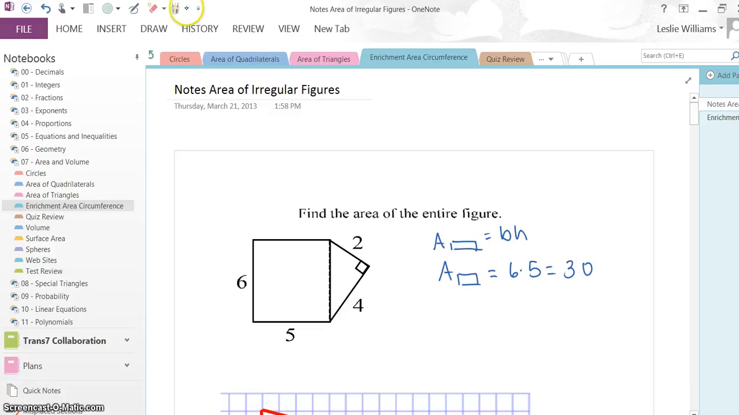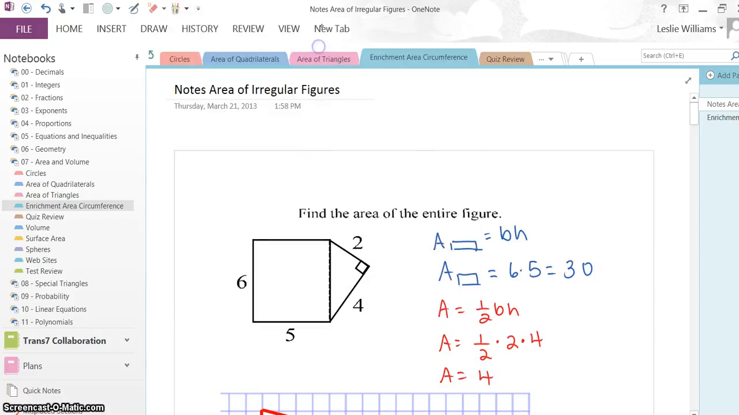Now for our triangle, we're going to use the formula area equals 1/2 base times height. In this case, I recognize my base and height because they're perpendicular to each other. So I'm going to multiply 1/2 times 2 times 4. The 1/2 and the 2 cancel, and I'm left with an area of 4.